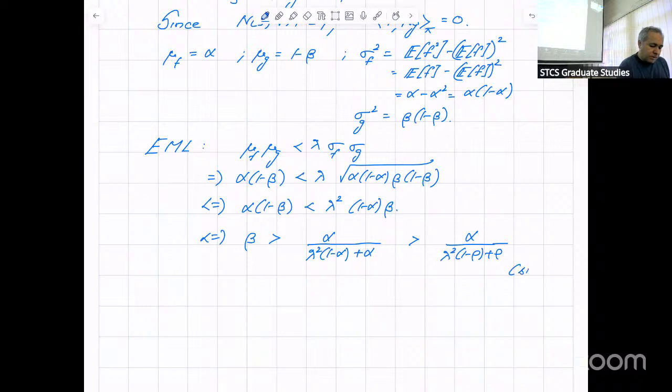Since alpha is less than or equal to rho. So if you have a set of size alpha, then the neighborhood, which is a set of size beta, is at least this fraction. It's an extremely trivial application of the expander mixing lemma. Is the proof okay?